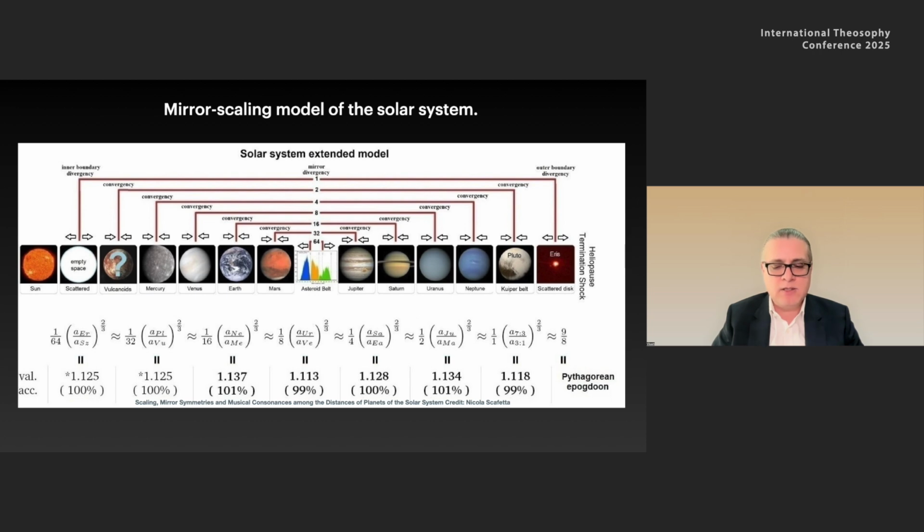And these relationships, as per the study, are based on a ratio of 9 by 8 multiplied by powers of 2, which corresponds to the musical interval of the Pythagorean epogdoon. As per science, it is the gravitational or tidal process leading to this harmonic resonance. However, we will see shortly that it is much more than that.